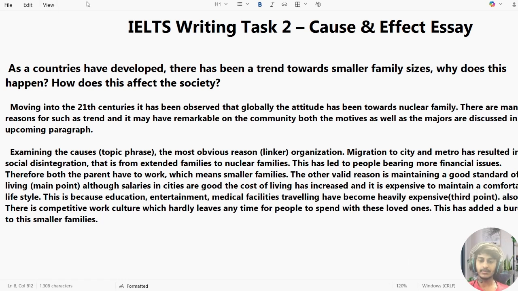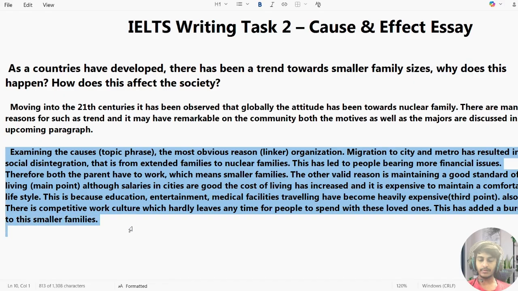Okay friends, pen down. Friends, the paragraph talks only about reasons. This is very important. Examining the causes: this sentence clearly tells the examiner, now I am discussing reasons. This is called clear paragraph control. Never mix causes and effects in the same paragraph.